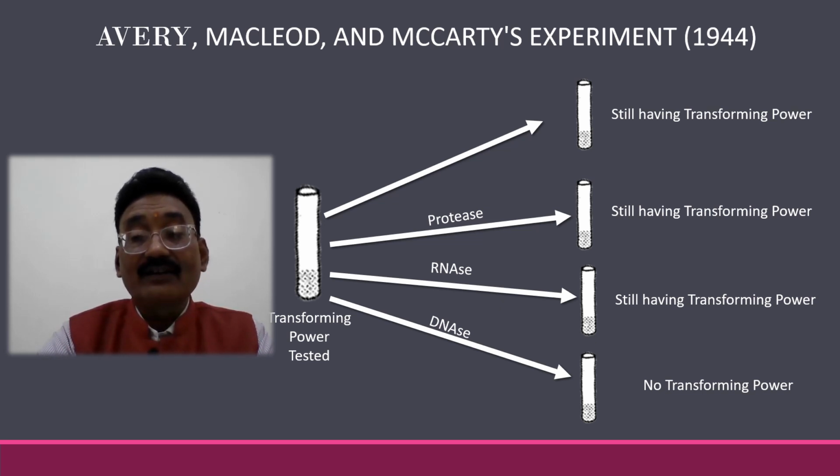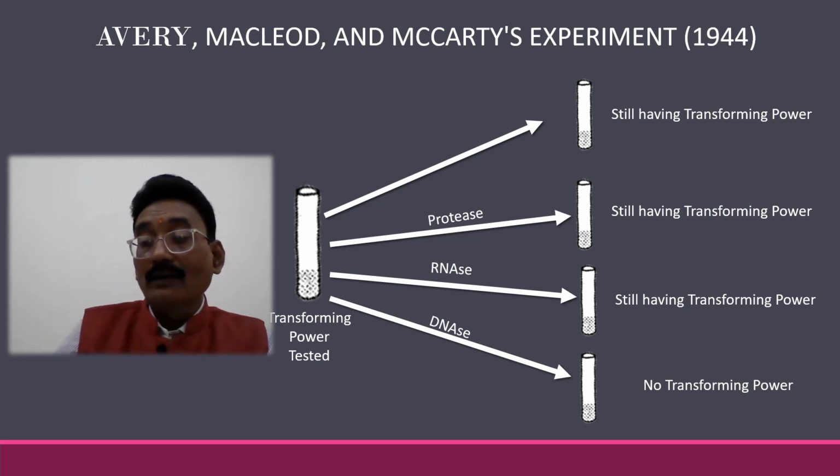This suggested that the destruction of DNA prevented the R strain from being transformed into the virulent form. Due to this observation, Avery, MacLeod and McCarty concluded that DNA was the substance responsible for the transformation observed in the Griffith experiment. The transformation did not occur when DNA was enzymatically destroyed, providing strong evidence that DNA, and not proteins or RNA, was the genetic material.